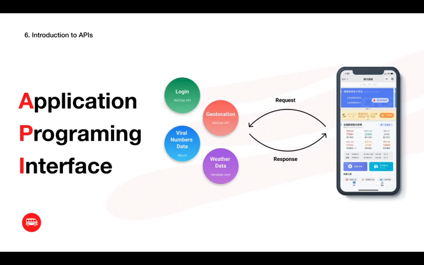It's also using geolocation. As you can see on the top left of this phone, there is Shenzhen. If I click it, I can change to any location, but this will automatically appear. So it knows my location. The reason it knows my location is because WeChat provides that information. Again, this is an API request. The second thing we have here is viral numbers data.